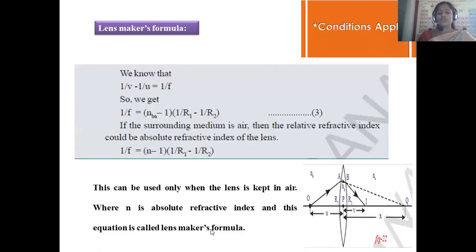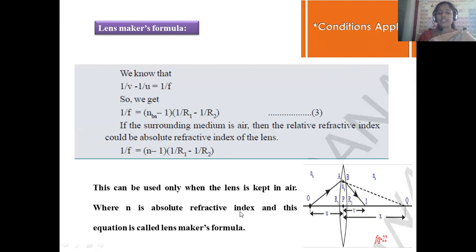The lens maker's formula is used for both conditions, like the concave lens and also the convex lens. This is used to apply for the lens when kept in the air. This is the condition to be applied. What's the condition? Only when the lens is placed in the air can this formula, the lens maker's formula, be employed.